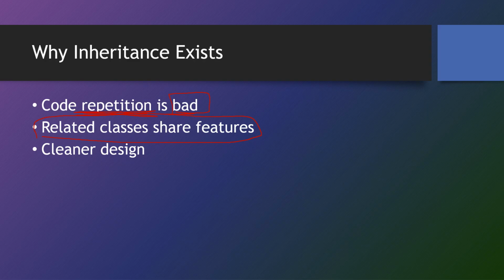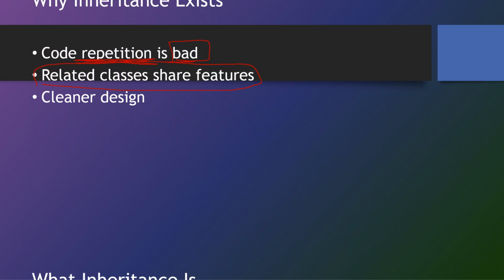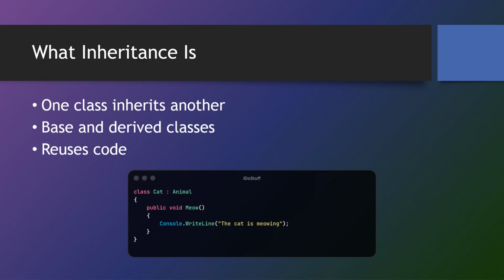What inheritance is? Clear explanation. Inheritance means one class can reuse another class's code. You have a base class, the parent, and a derived class, the child. The derived class automatically gets fields, methods, behavior. No duplication required.